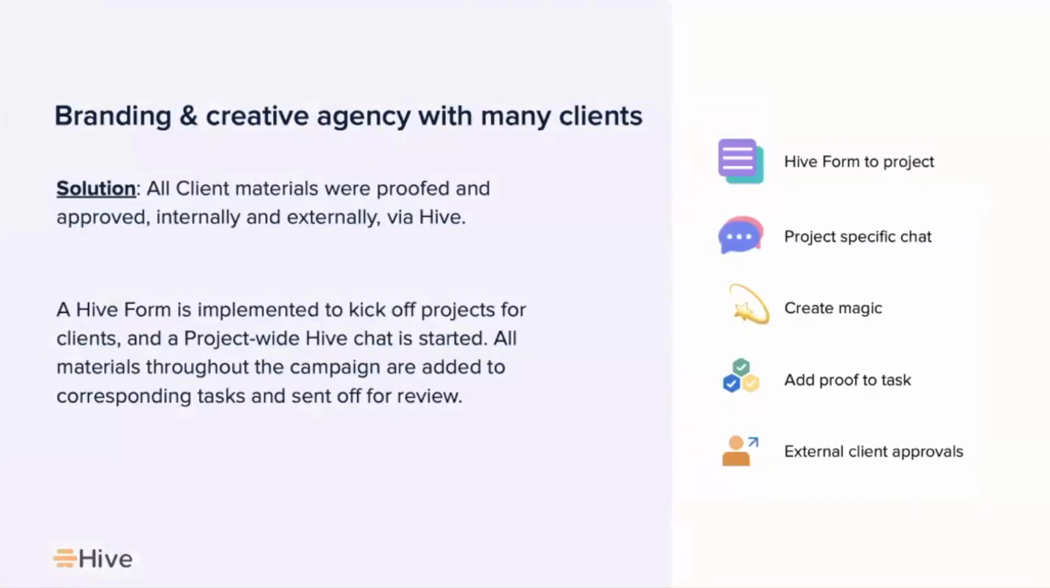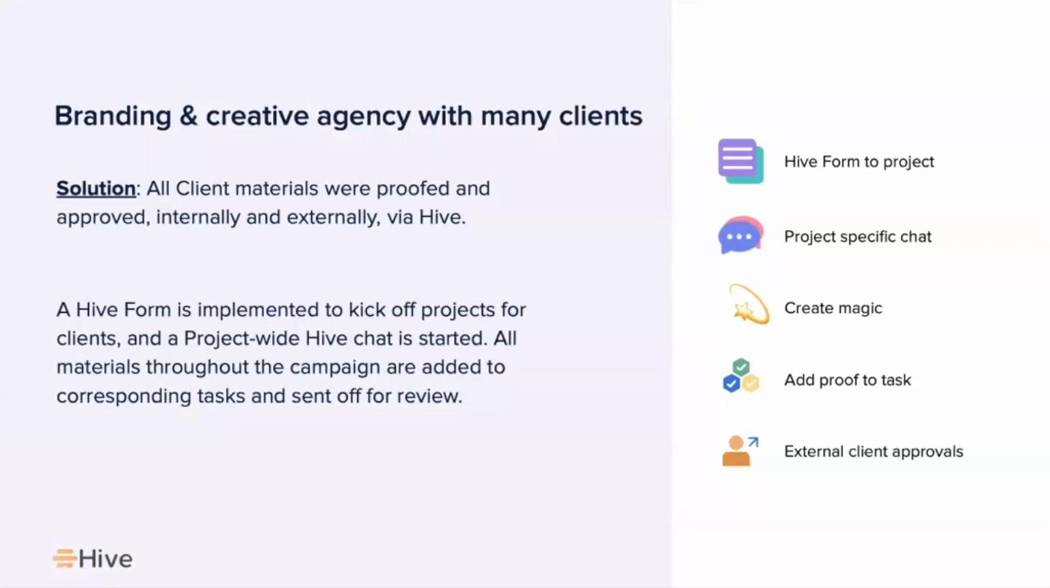And so as you can see here, the solution was all client materials were proofed and approved internally in Hive. So that means that anything that came in that would need internal review would need to be put through any press review, any internal brand consistency review, all of it would come into Hive. And they have a really cool system for the way that they structured material in Hive. So for this specific agency, every new client was a project. And so they would bring that client in through a Hive form. They had an intake process. And from there, the form would create a project, which is an automatic component of Hive.